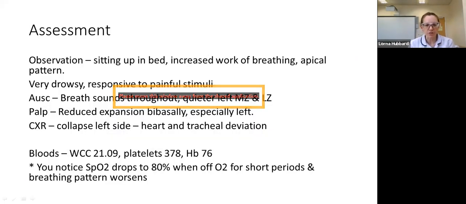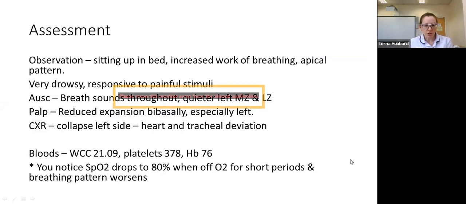On your assessment, you find that he's propped up, sitting up in bed, although not responsive. Increased work of breathing, he looks like he's working incredibly hard, with a really apical pattern, but only responding to painful stimuli. On auscultation, he's got breath sounds throughout, and despite this whiteout on the left, there are some breath sounds, but they are quieter than on the right. Palpation shows reduced expansion on that left side, and the x-ray very clearly showed a left-sided collapse with some deviation of his trachea and his heart pulled across.